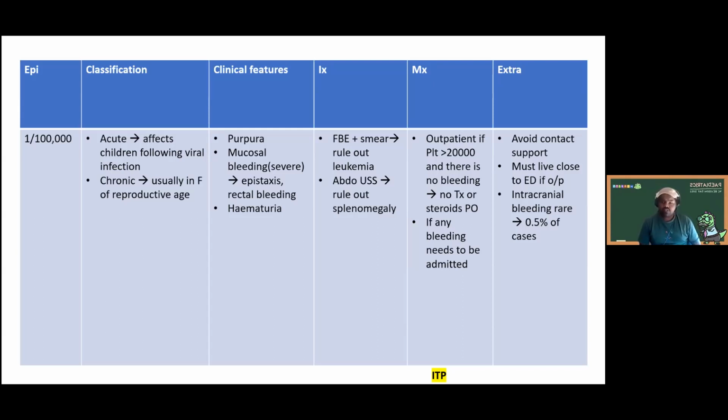In terms of any extra things to tell the family if this ever does come up, they really want to avoid things like contact sport. They should come back to the ED if you need them to, and they should avoid things like intramuscular injections. And there is a rare case of intracranial bleeding, but it's really rare, 0.5% of patients. So of the 1 in 100,000 patients that get ITP, a further 0.5% will develop intracranial bleeding.